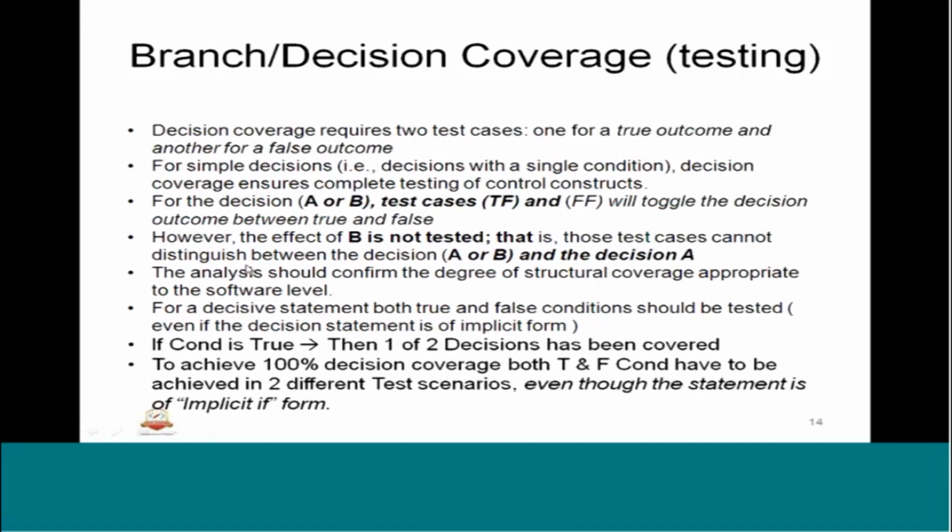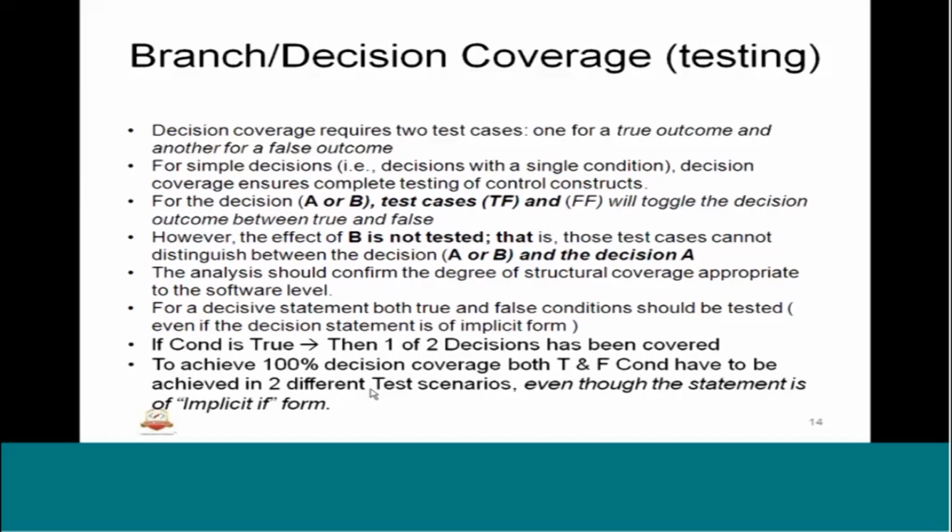So the analysis should confirm the degree of structural coverage appropriate to the software level, whatever the level of the software is. Depending on that, the analysis should confirm whether A has an effect or not. For a decision statement, both true and false conditions should be tested, even if the decision statement is of implicit form. If the condition is true, then one of two decisions has been covered. To achieve 100% decision coverage, both true and false conditions have to be achieved in two different scenarios, even if the statement is of implicit form.